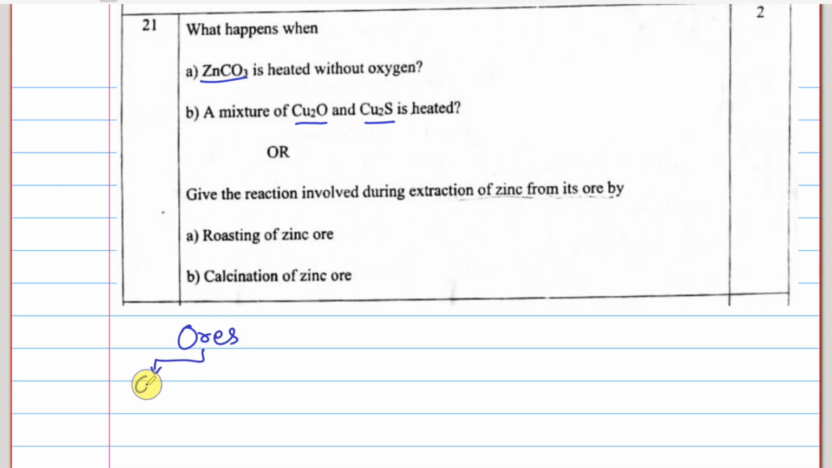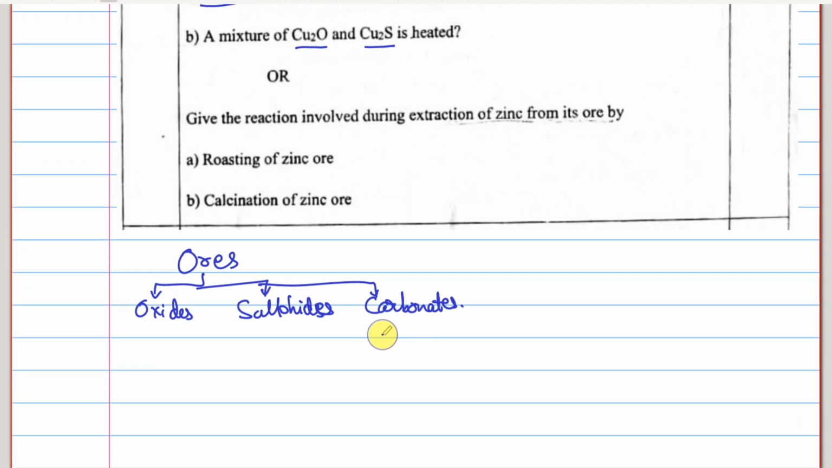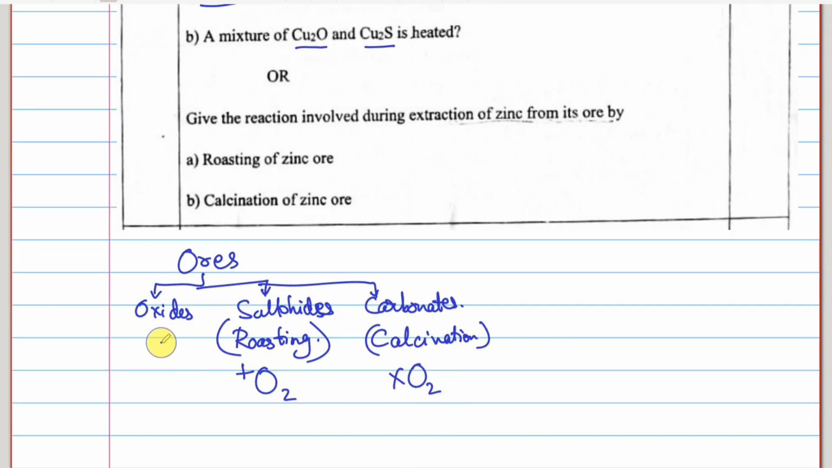Ores can be oxides, sulfides and carbonates. To make things easier, I told you C for carbonates. Carbonates will use calcination. Sulfides, S. In the alphabetical order, we have R and S together, so roasting will be used for sulfides. And we know that roasting is done in an open vessel or an open container, so it will have an excess supply of oxygen. Whereas calcination will not have oxygen being supplied, so it will have a lack or limited amount of oxygen.